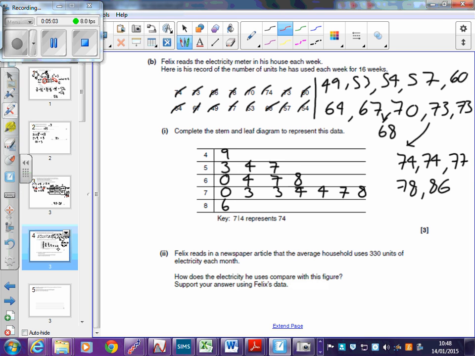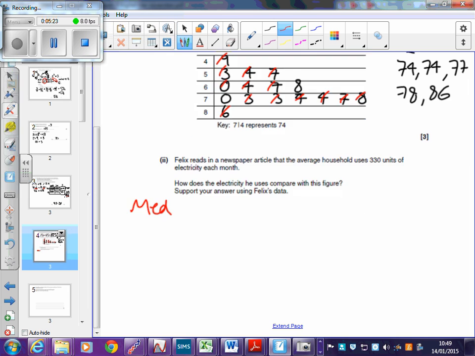Go in the middle, so cross out biggest to smallest as you go. Smallest, biggest, smallest, biggest, and so on, and I'm left with two numbers. I'm left with the 68 and the 70. That means the median for Felix is equal to 69.